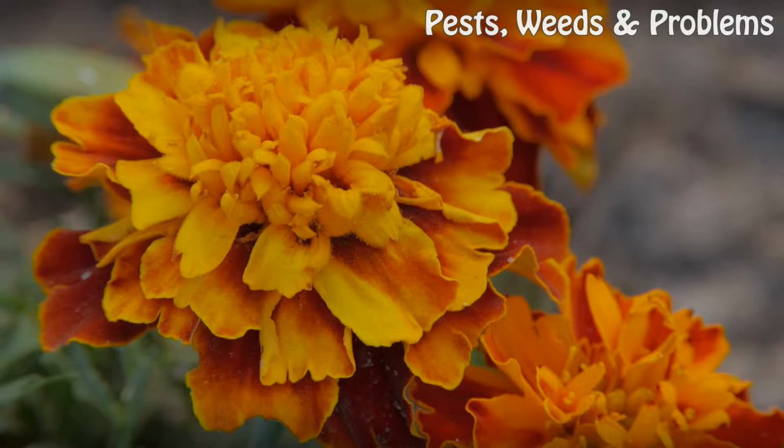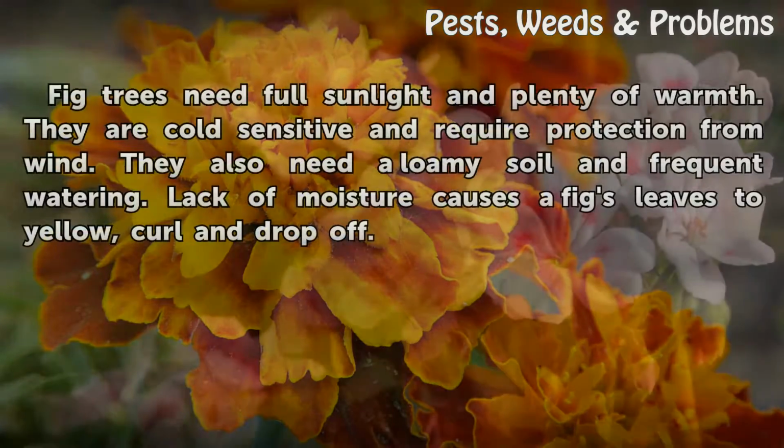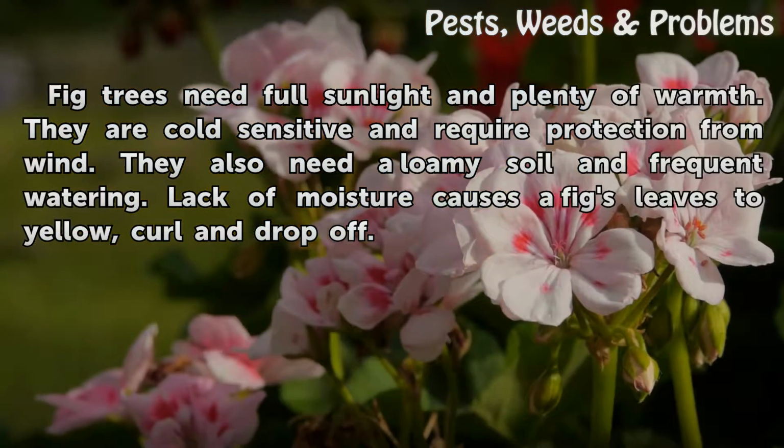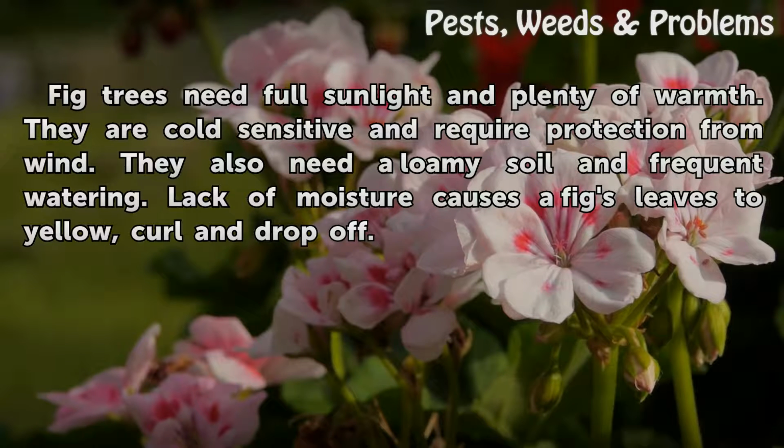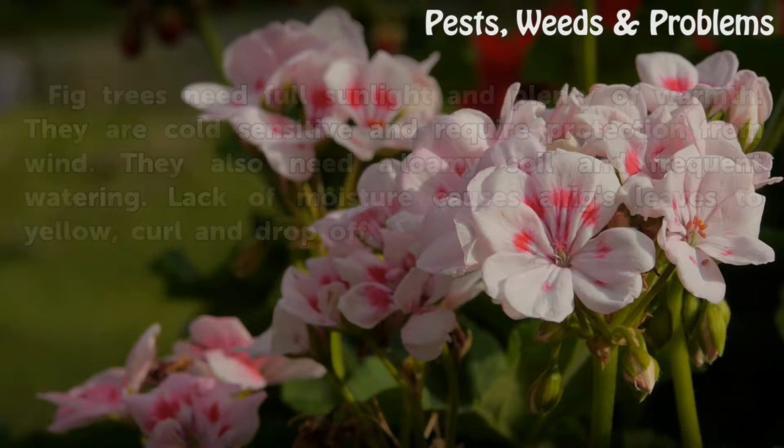Needs. Fig trees need full sunlight and plenty of warmth. They are cold sensitive and require protection from wind. They also need a loamy soil and frequent watering. Lack of moisture causes a fig's leaves to yellow, curl and drop off.